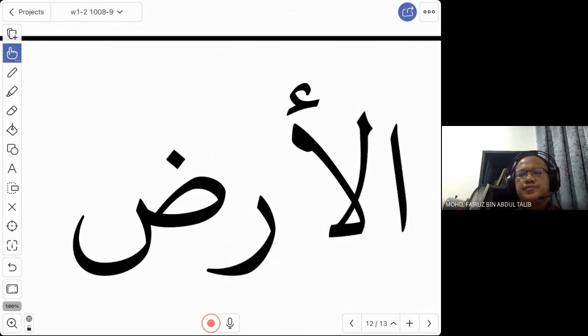Al-ard, al-ardu, or I can just say al-ard. Okay, al-ardu or al-ard means the earth that we live on. It is called al-ard. You have this word in the Quran, "al-ardu khalaqal arda was samaa," earth and heaven.